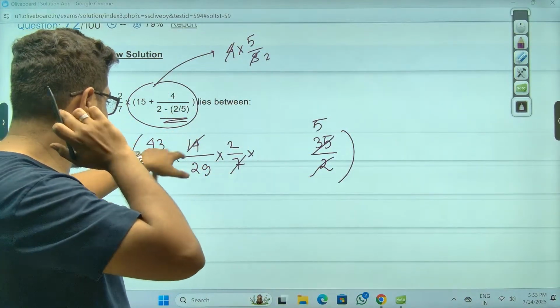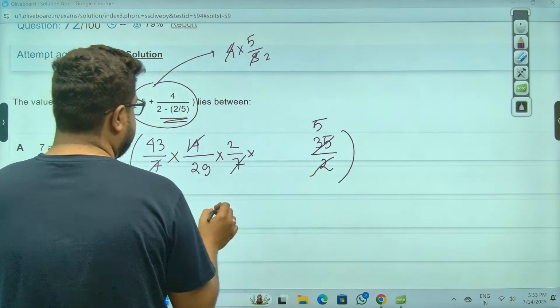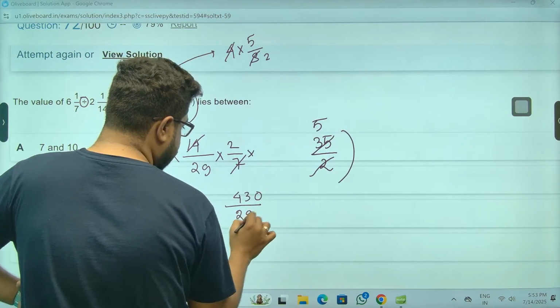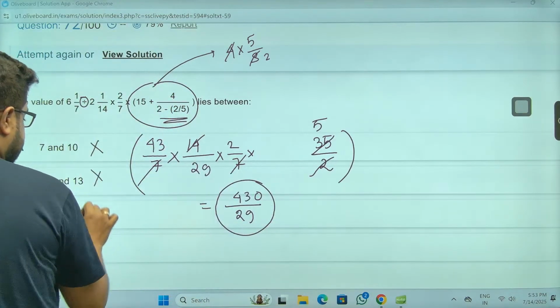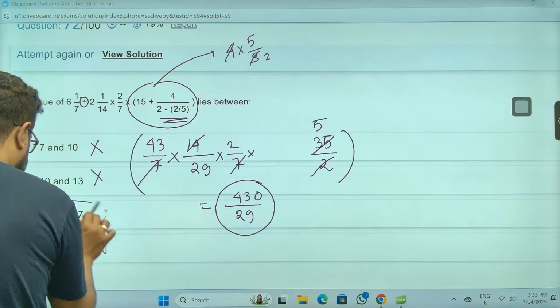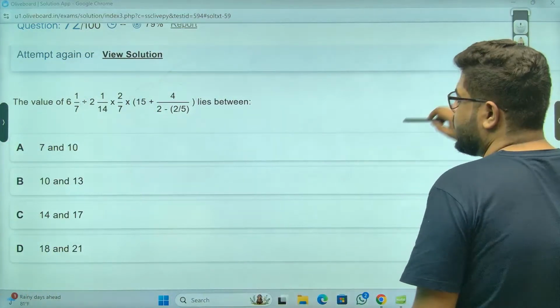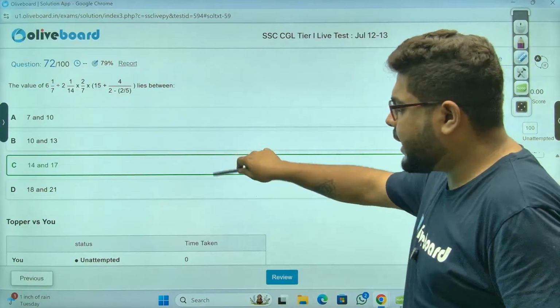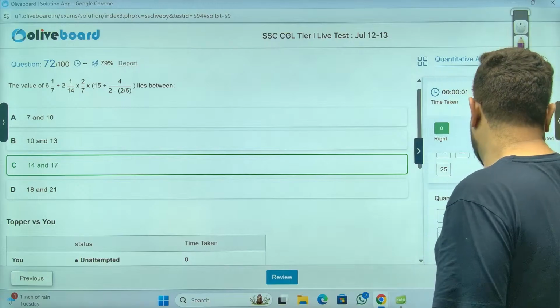So 7, 2, 14 cancel, 7 5s are 35. Yes sir, this one. 430 divided by 29, sir. So this cannot be the answer. This is too much, sir. This can be the answer. Option C is the only possible answer, sir. Look, just go with this 29 and 430, it is slightly almost equal to around 15.